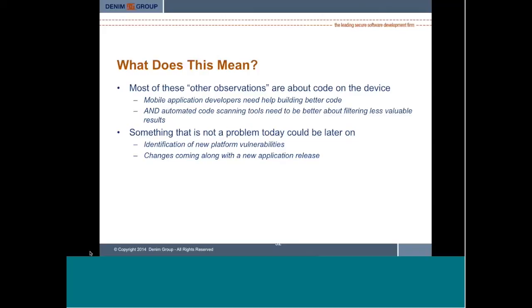Something that we may see later on. You need to identify potential new platform vulnerabilities. Certain behaviors of iOS, certain behaviors of Android, and the behaviors of different security features change over time. Those are the types of things that, with these other observations, it's important to keep in context. It's valuable to have this data out there.